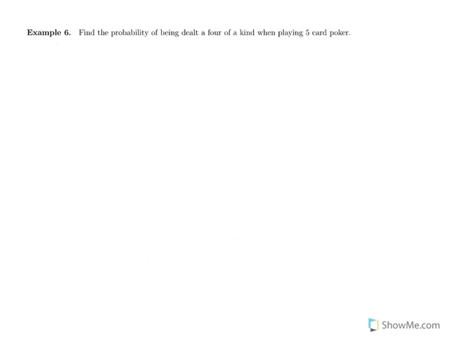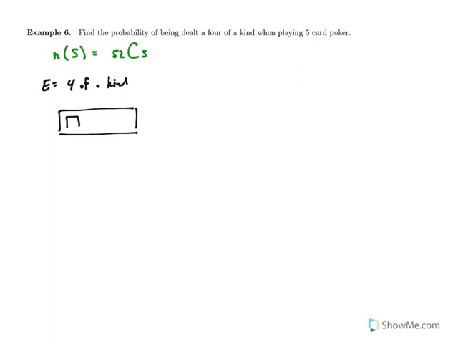All right, next example. Find the probability of being dealt a 4 of a kind when playing 5-card poker. So again, our sample space is the same: 52 choose 5. But our event now is get a 4 of a kind. That is match 4 of the cards. So we have our 4 of a kind, they're all the same cards, and we have our 1 other card.